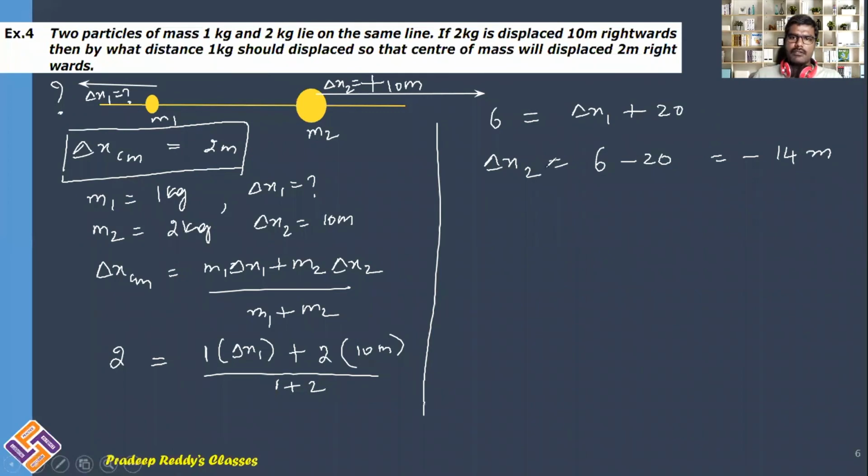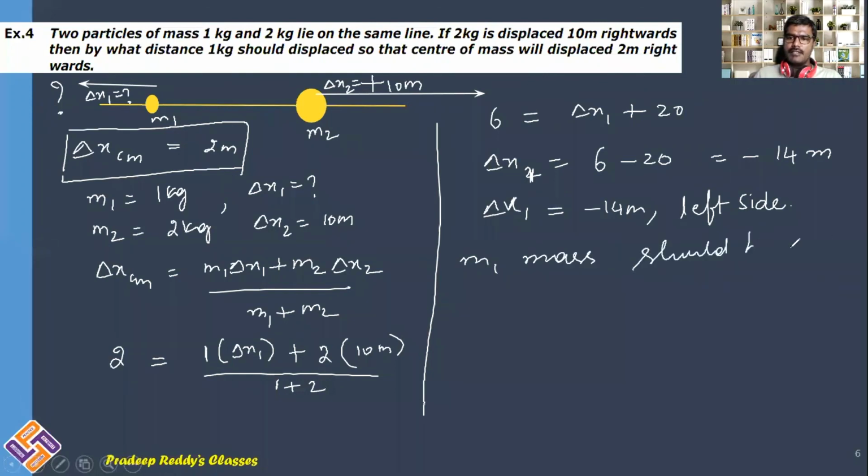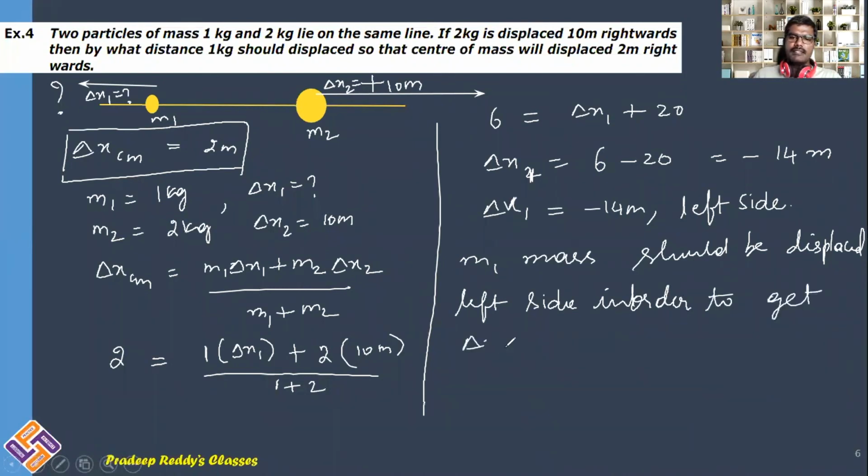So delta x1 should be equal to minus 14 meter, that is left side, right? So first mass should be displaced. So m1 mass should be displaced left side in order to get delta xcm is equal to plus 2 meter, right?